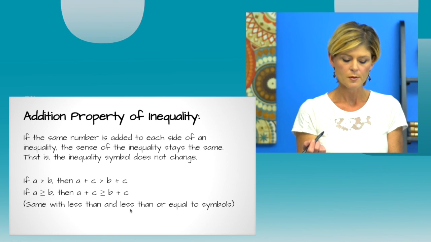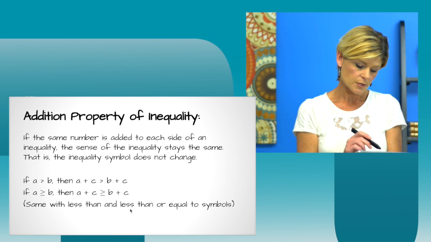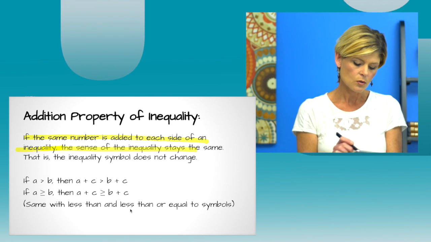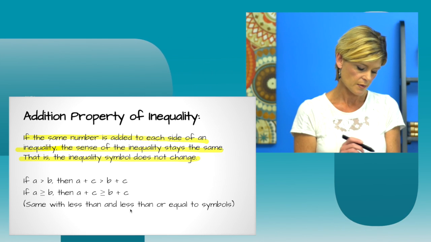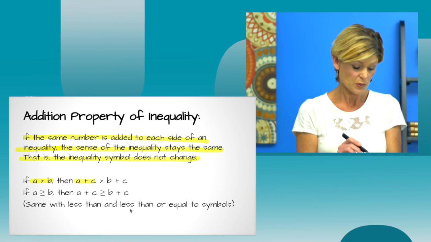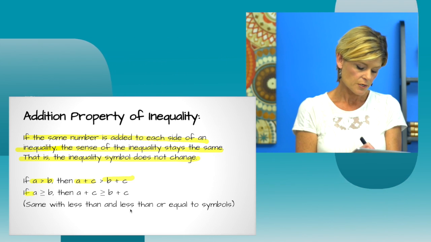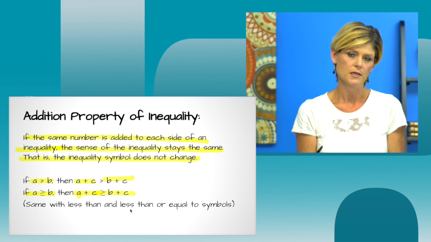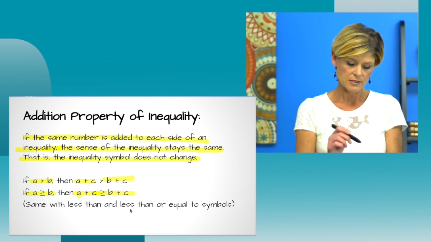Now, how do we do that? Well, knowing the addition property of inequality is helpful. It tells us that if the same number is added to each side of an inequality, the sense of the inequality stays the same. That is, the inequality symbol does not change. Let me show you what I mean by that. If A > B, then A + C will also be greater than B + C, assuming that C is the same number. If A ≥ B, then A + C will be greater than or equal to B + C.